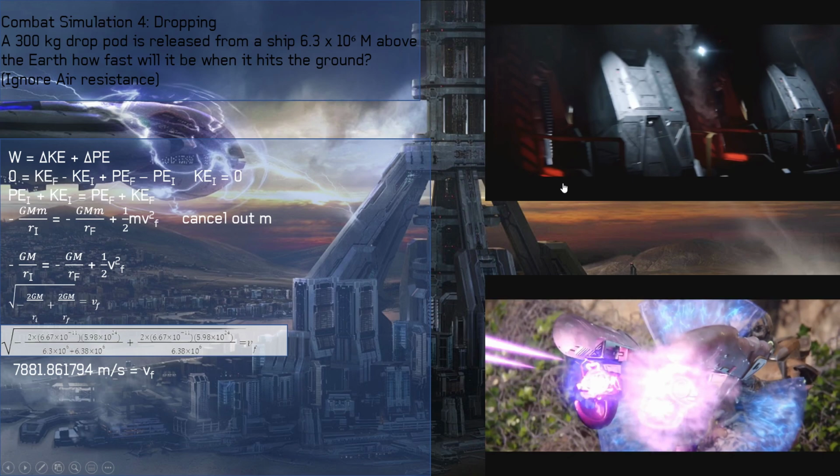In this fourth situation, we have a 300 kilogram drop pod, and it's released from a ship 6.3 times 10 to the 6 meters above the Earth. How fast will it be when it hits the ground? We're just going to ignore air resistance for this.